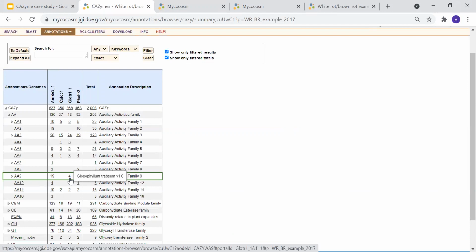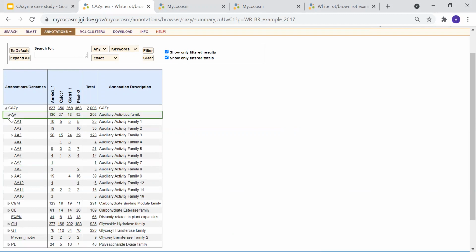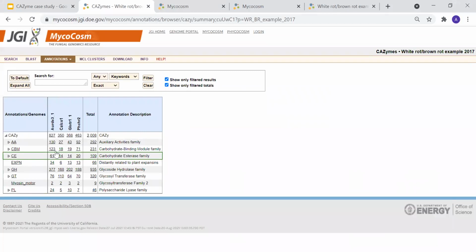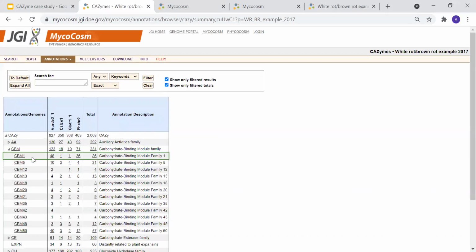So this enzyme family also has a role to play in brown rot fungi, and this is the perfect example of that. So we're just going to collapse this and look at our next enzyme, which is the CBM, carbohydrate binding module family. We're going to be specifically looking at CBM1 right over here.